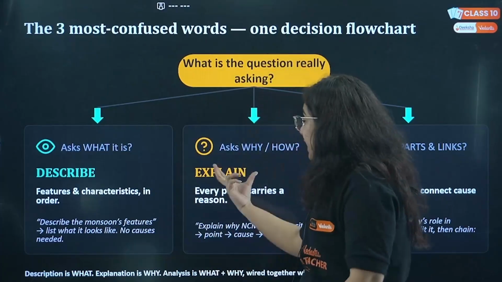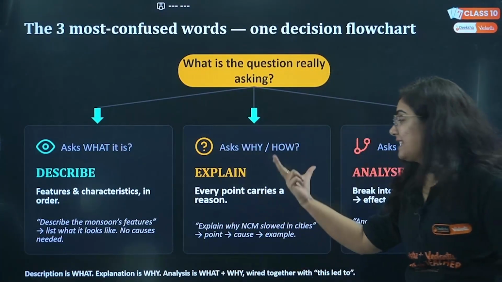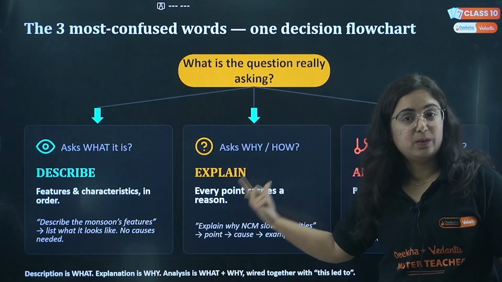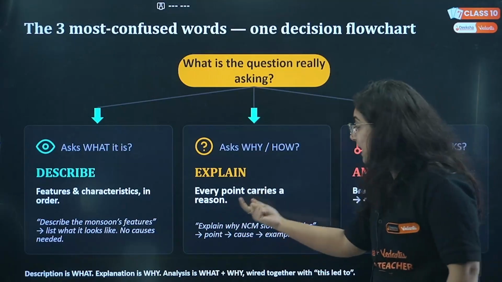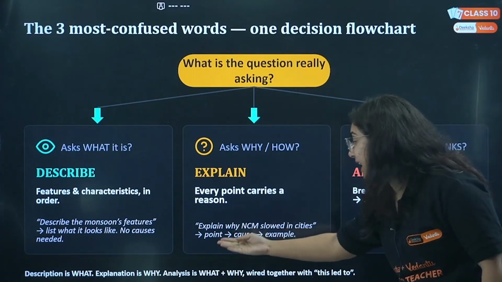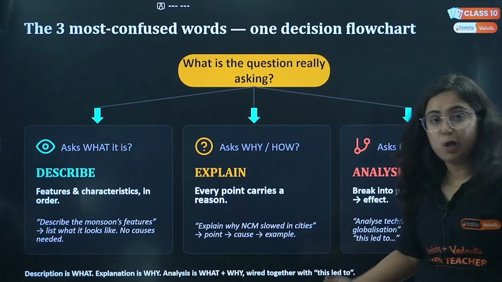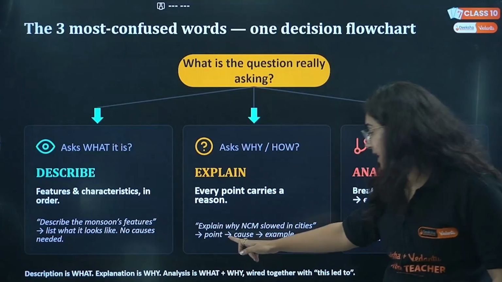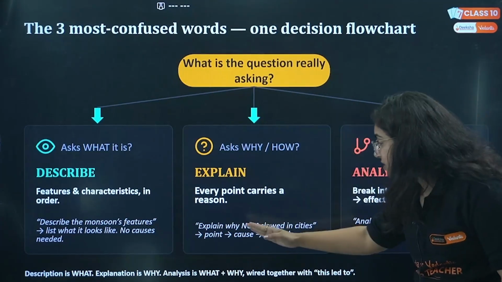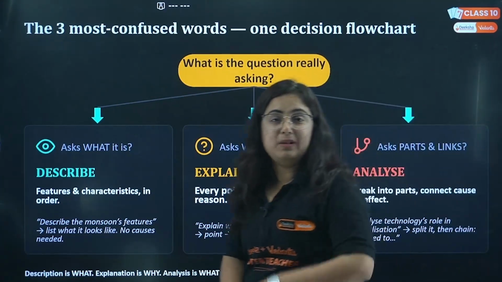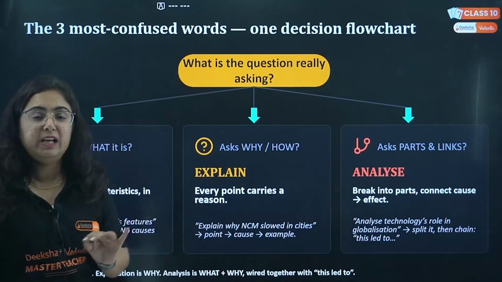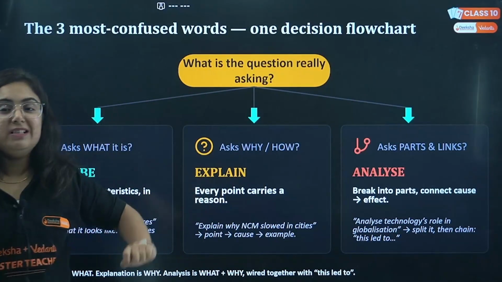So beta, whenever there is a question with the heading explain, you have to write the keywords, that is points, and explain each one of them. Like, explain why the non-cooperation movement slowed down. You have exact points regarding that and you justify your points with the help of examples. This is the framework of the word explain and the difference between describe and explain.